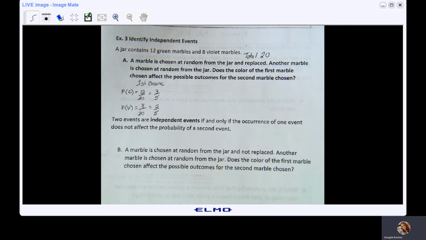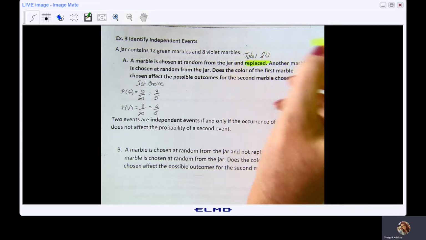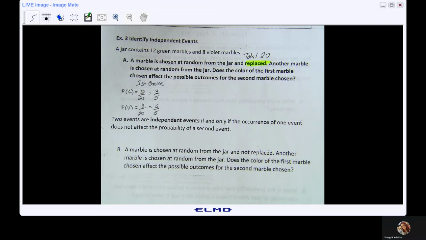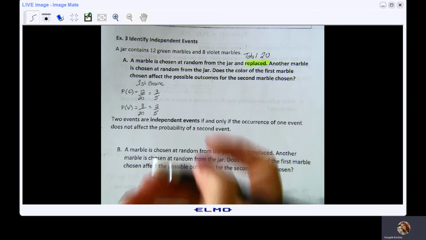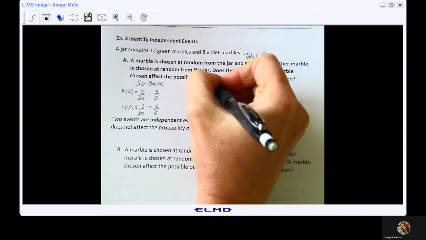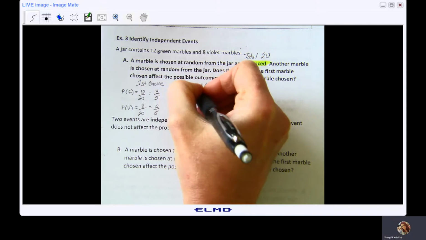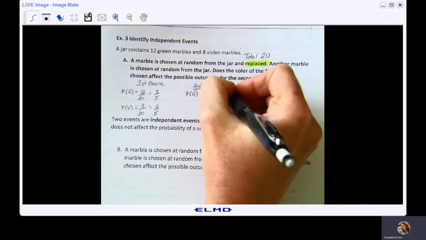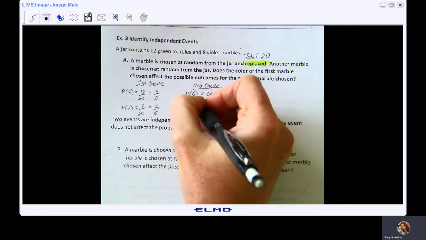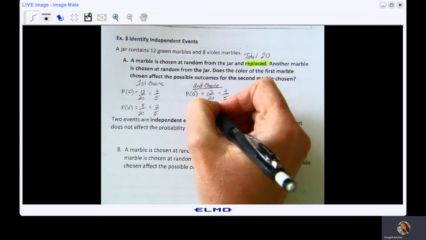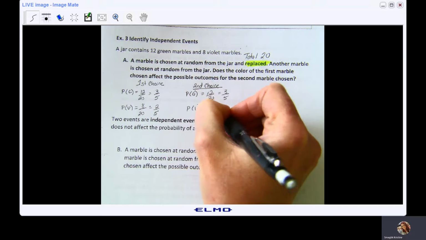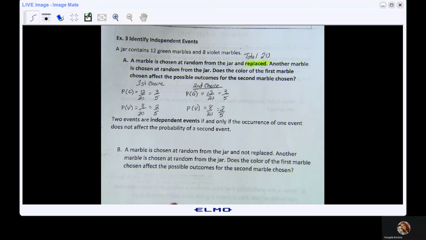So now take a look at this word replaced. So I have pulled that marble out, whether it was green or violet, and I put it back in the jar. So all of the marbles are now back in the jar. So when I do a second choice, the probability of me picking a green one, well, it hasn't changed. All of the marbles are still there. And the probability of me picking a violet one, again, that hasn't changed because whatever marble I took out, I put it back. So notice how my probabilities haven't changed. It didn't affect that second marble at all.